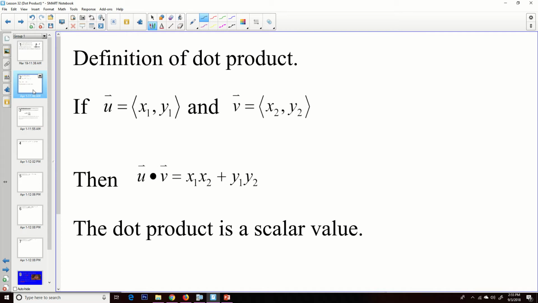If I have a vector u that is x1, y1, and a vector v that is x2, y2, then the dot product, which we're going to write with a thicker dot than what we would use for multiplication, is going to be the product of the x's, the product of the y's, and then we're going to add those two things up. And so the dot product is not a vector, it is a scalar value, which is just a numerical value.